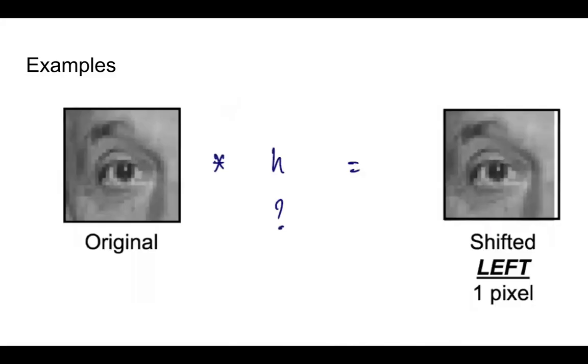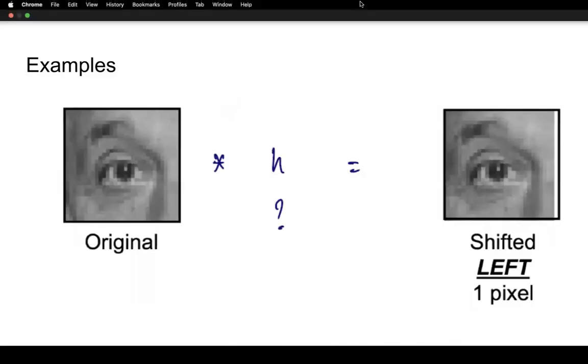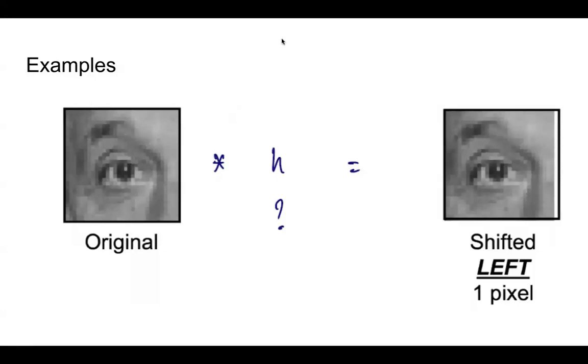Another question I wish to ask: if anyone among the three participants could guess, suppose it's an original image and I would shift the pixels one to the left. What is the filter that I should take into account while making this operation? If anyone can reply in the chat, I will be more than happy to know. Otherwise, I'll just go to the next slide and show the result of this question.